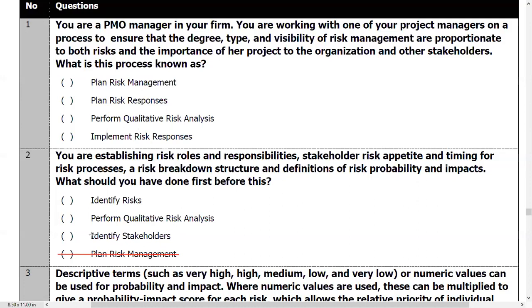Identify stakeholders. It would make sense to know who your stakeholders are before you assess risk appetite, right? So let's hold on to C. B. Perform qualitative risk analysis. No, you would not do that before establishing roles and responsibilities. And identify risks. That is not correct because you do not do that before plan risk management. So the answer to this, as you probably guessed, is identify stakeholders. You would identify your stakeholders before you do any of these things.